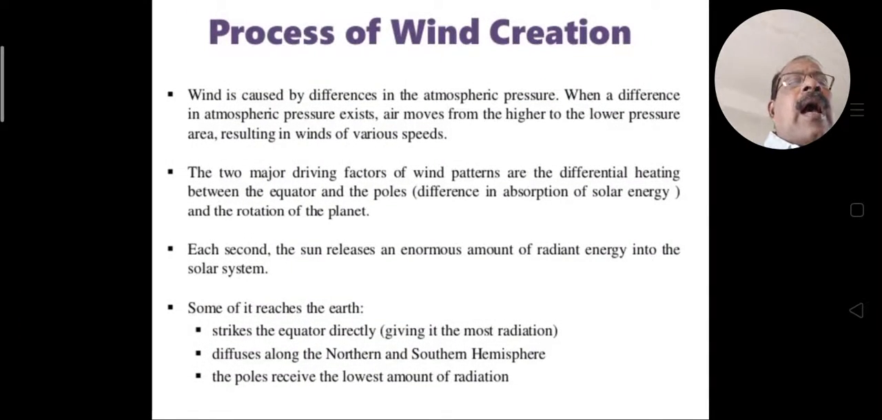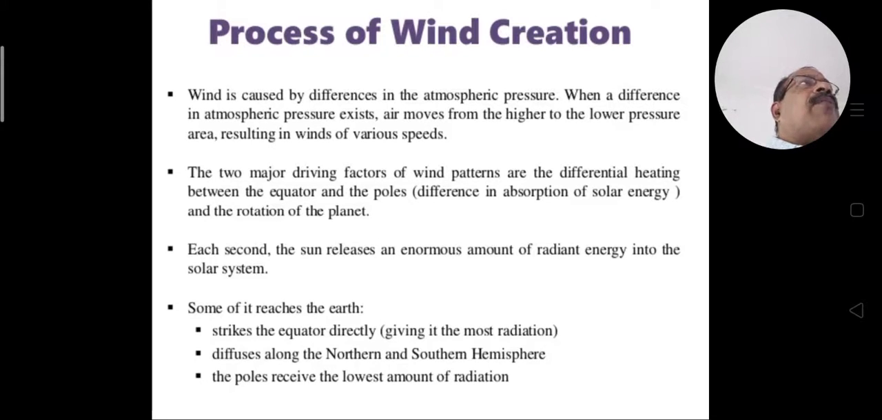And the process of wind creation. How is wind created? Wind is caused by differences in atmospheric pressure. When a difference in atmospheric pressure exists, air moves from the higher to the lower pressure area, resulting in winds of various speeds. That means wind is flowing from the higher pressure area to the lower pressure area.